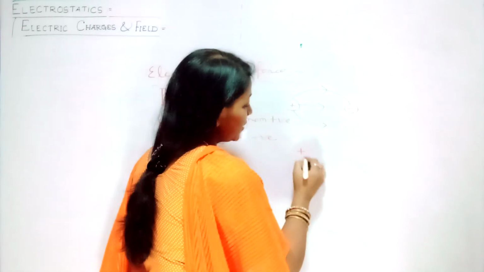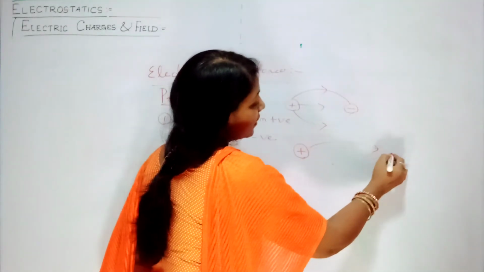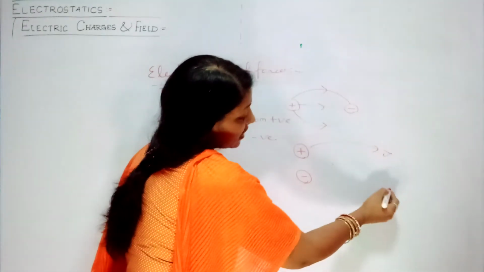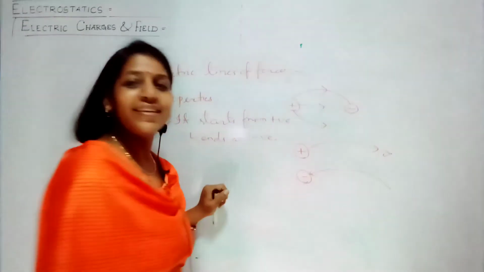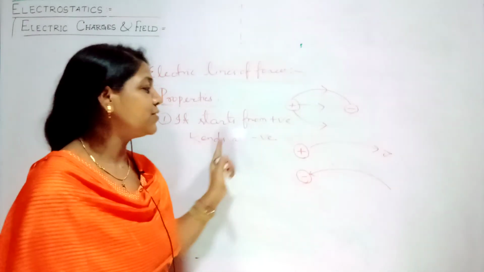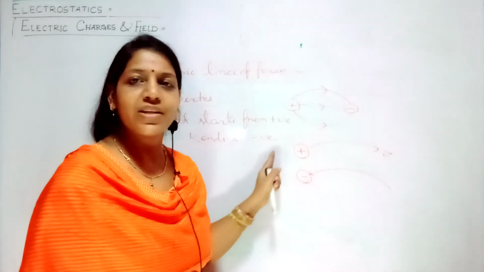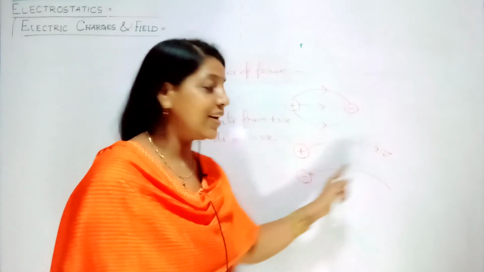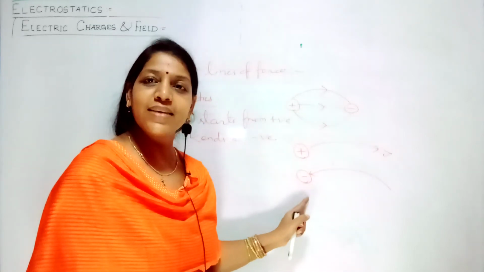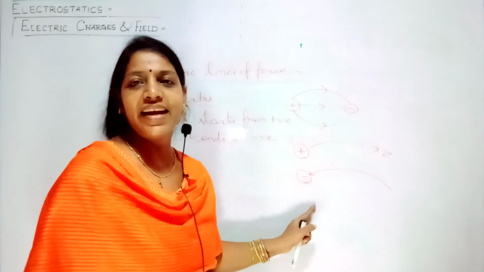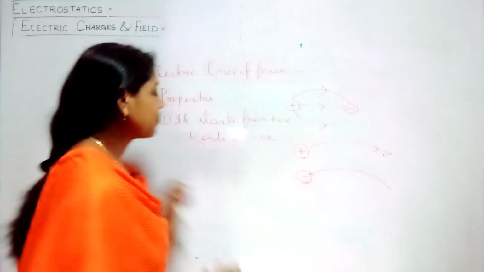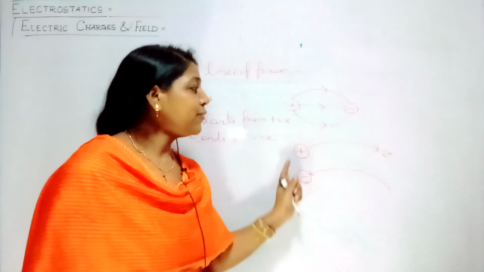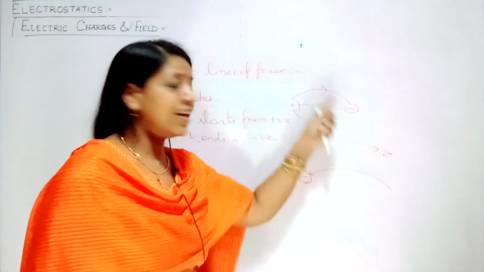Suppose it is a positive charge, it will end at infinity. Suppose there is a negative charge, it will start from infinity and end here. Now understood? In the same point you can mention: if it is a single isolated positive charge, it will end at infinity. If it is an isolated negative charge, it will start from infinity and end at this point. Clear? Second important property. Have you found them forming any closed loop?